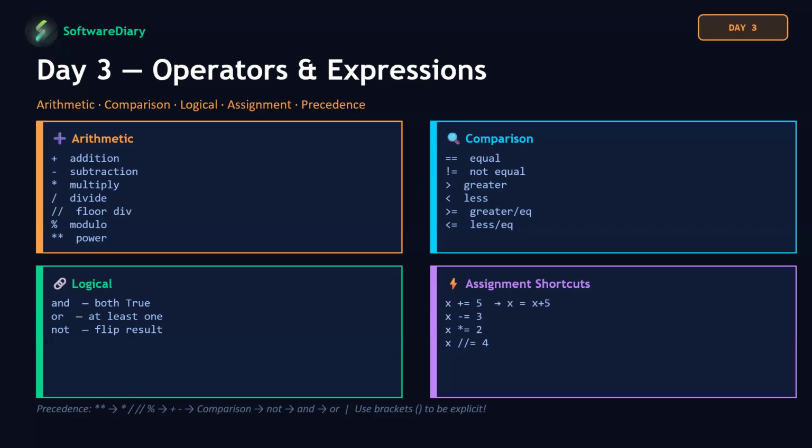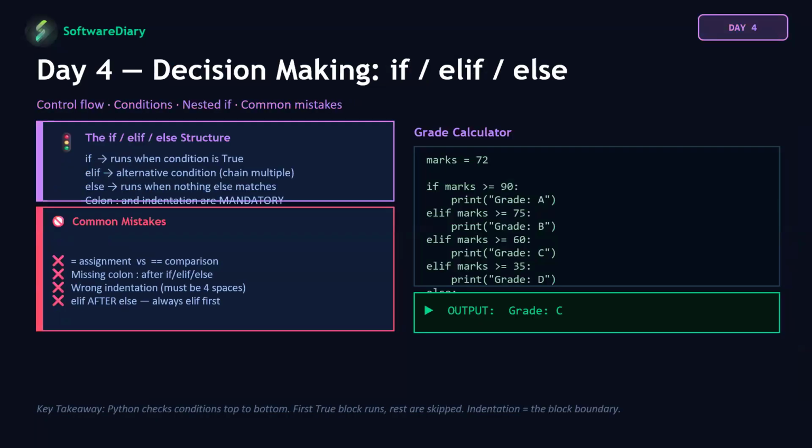So next, comparison operators. In that we discussed equal, not equal, greater than, less than, greater than or equal to, and less than or equal to. Then we discussed logical operators and also assignment operators. There are a few more operators which I didn't discuss here, identity operators and membership operators. Covering those in depth, I'll try to do in the later modules.